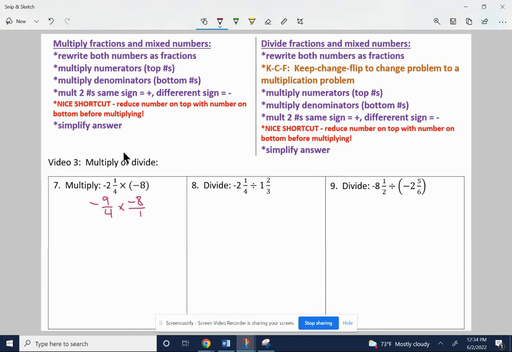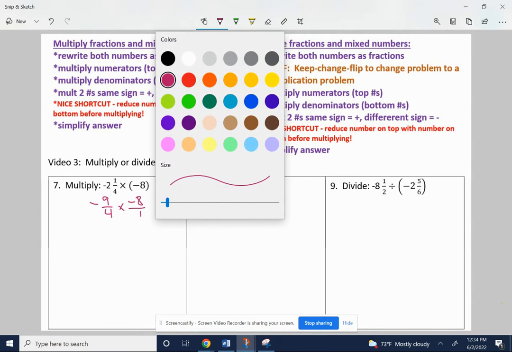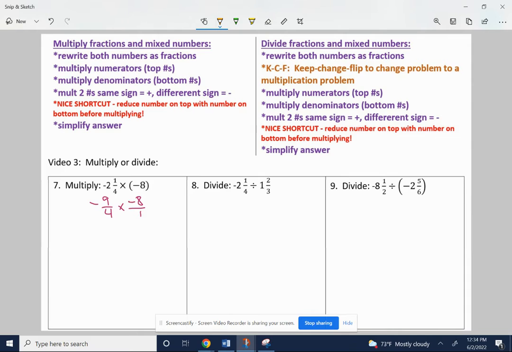But before I do that, I'm going to use my shortcut. I have an 8 and a 4. I'm going to reduce 8 and 4, and I'm just thinking of that as 8 and not a -8. I'm just kind of ignoring that negative sign for a minute. If I take 8 divided by 4, I get 2. And if I take 4 divided by 4, I get 1. So now I have a -9 over 1 times a -2 over 1.